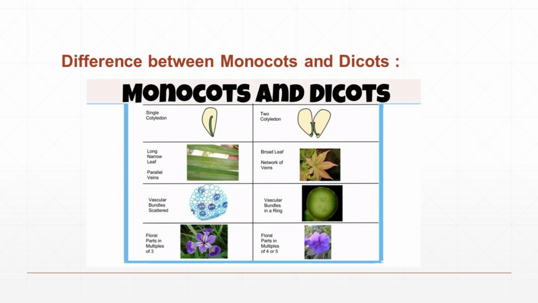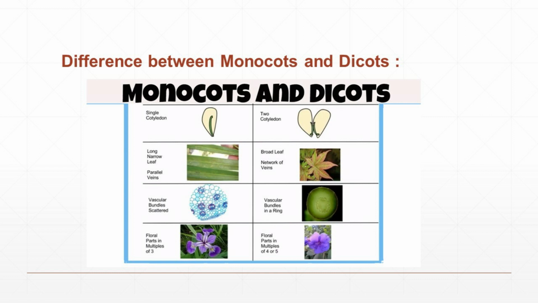The second is that the leaves are long and narrow. The veins are parallel. Next, when you refer to the vascular system, it means xylem and phloem. These are the two organs sending food and water to different parts of the plant. Xylem is transporting water to all parts of the plant. Phloem is transporting food to all parts of the plant.